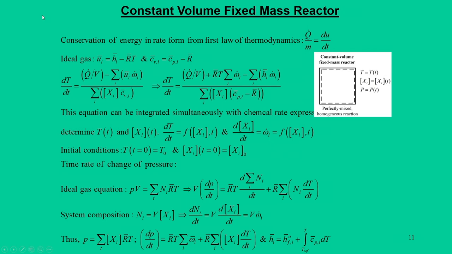So, here we recall the same equation, q dot by m is equal to du by dt, and since it is a constant volume situation, we can recall that the internal energy and enthalpy can be related through the ideal gas equation. Also, we have the Cp and Cv relation in terms of the universal gas constant. The derivation for dT by dt is the same as that of the constant pressure reactor, but the only difference is that in the expressions, instead of molar enthalpy we use molar internal energy, and instead of specific heat at constant pressure we use specific heat at constant volume. With only these changes one can write the equation for dT by dt in this form.